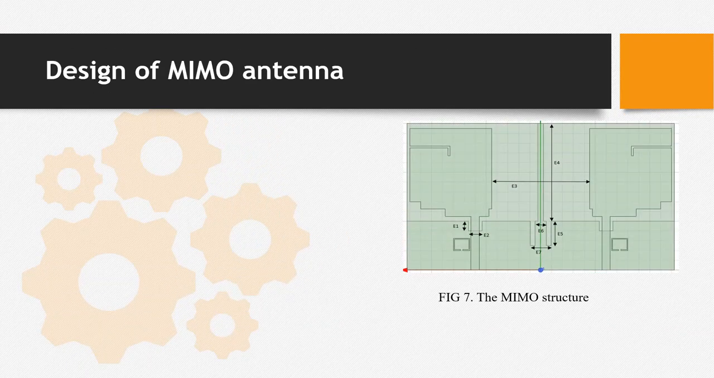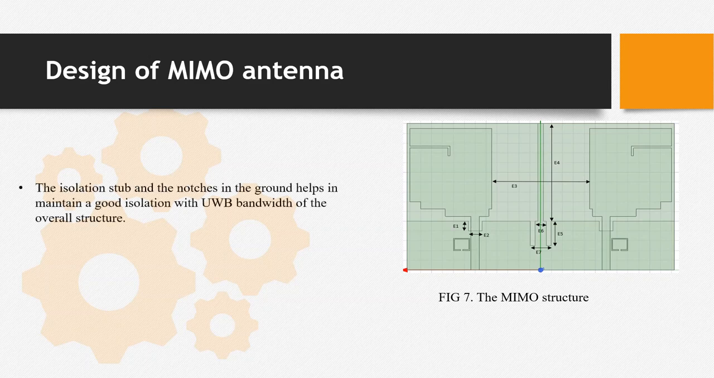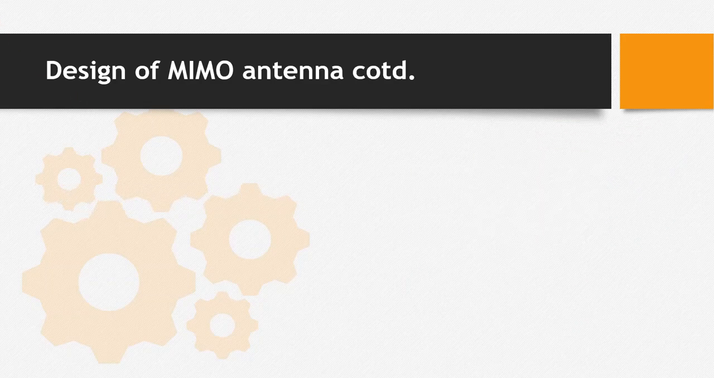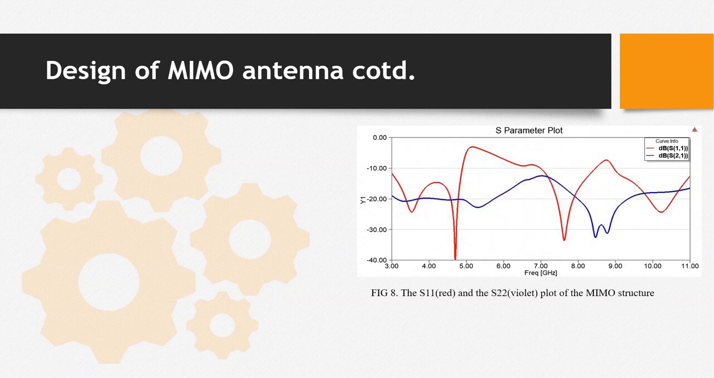The next step was to use the ultra-wideband monopole antenna for designing the MIMO structure. Here we can see the stubs and slots are introduced in the ground plane, without which, in order to achieve similar isolation levels, the ground plane would need to be very large to make the separation between the elements larger.